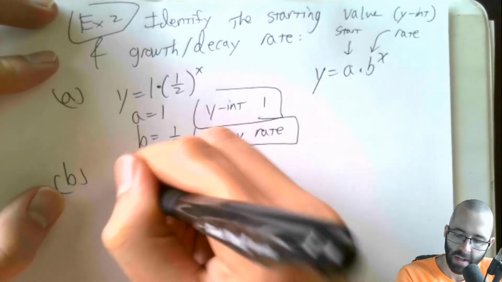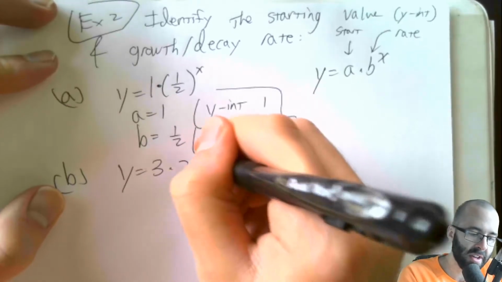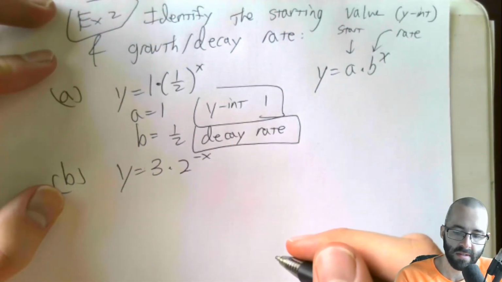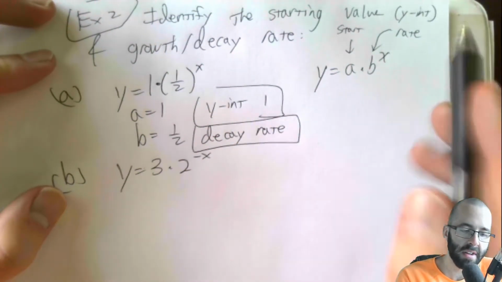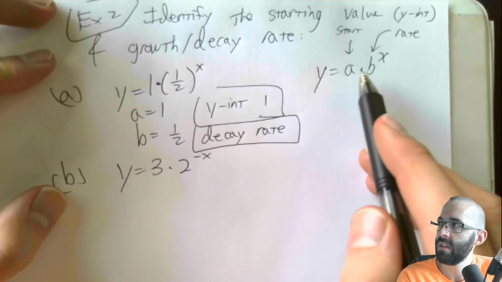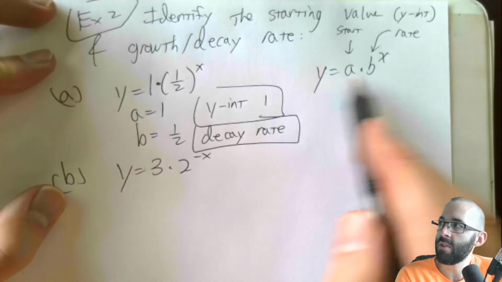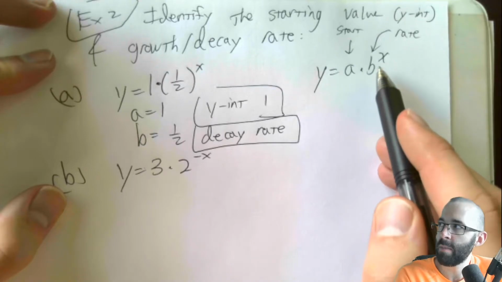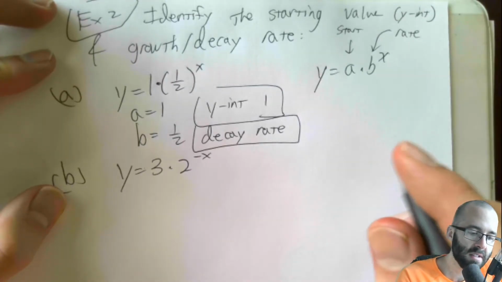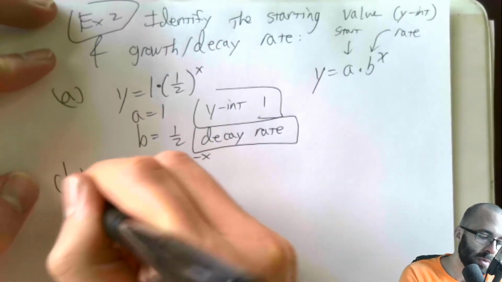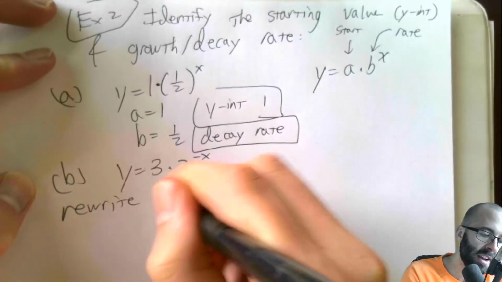Part B, y is equal to 3 times 2 to the negative x. Now this one is not in the right form. Our standard form here has a positive x, not a negative x. So what we're going to do is rewrite it in that form.